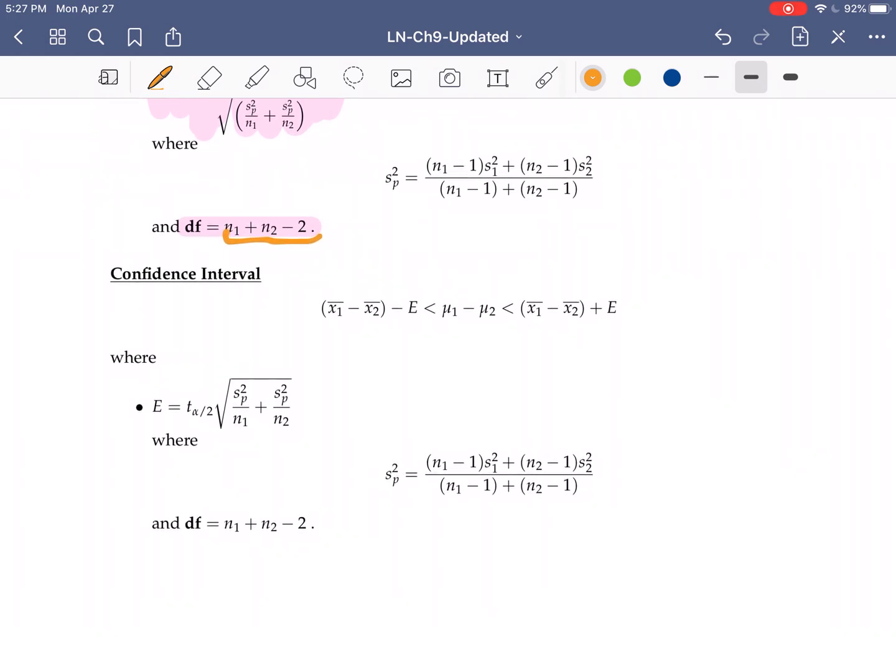Our confidence interval is calculated as shown, where the margin of error is this, with degrees of freedom the same as what we had above in this section.